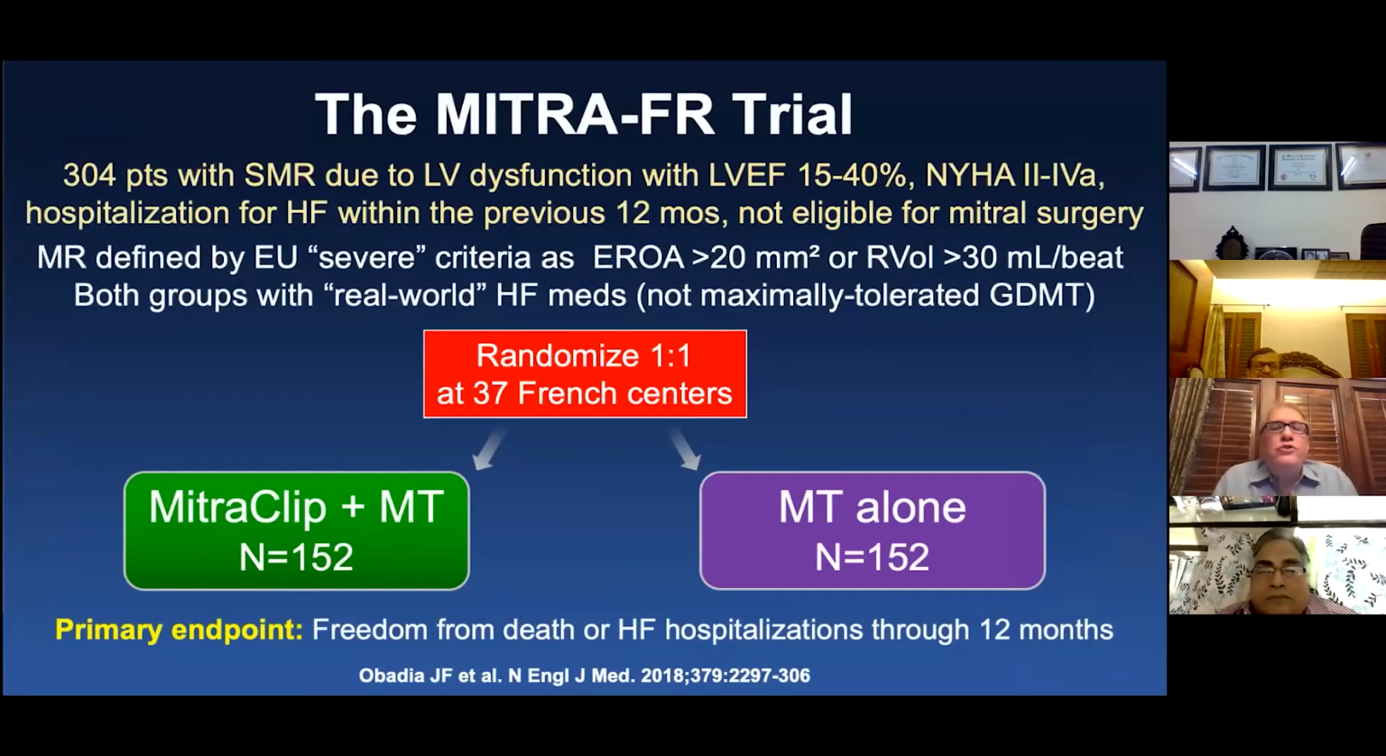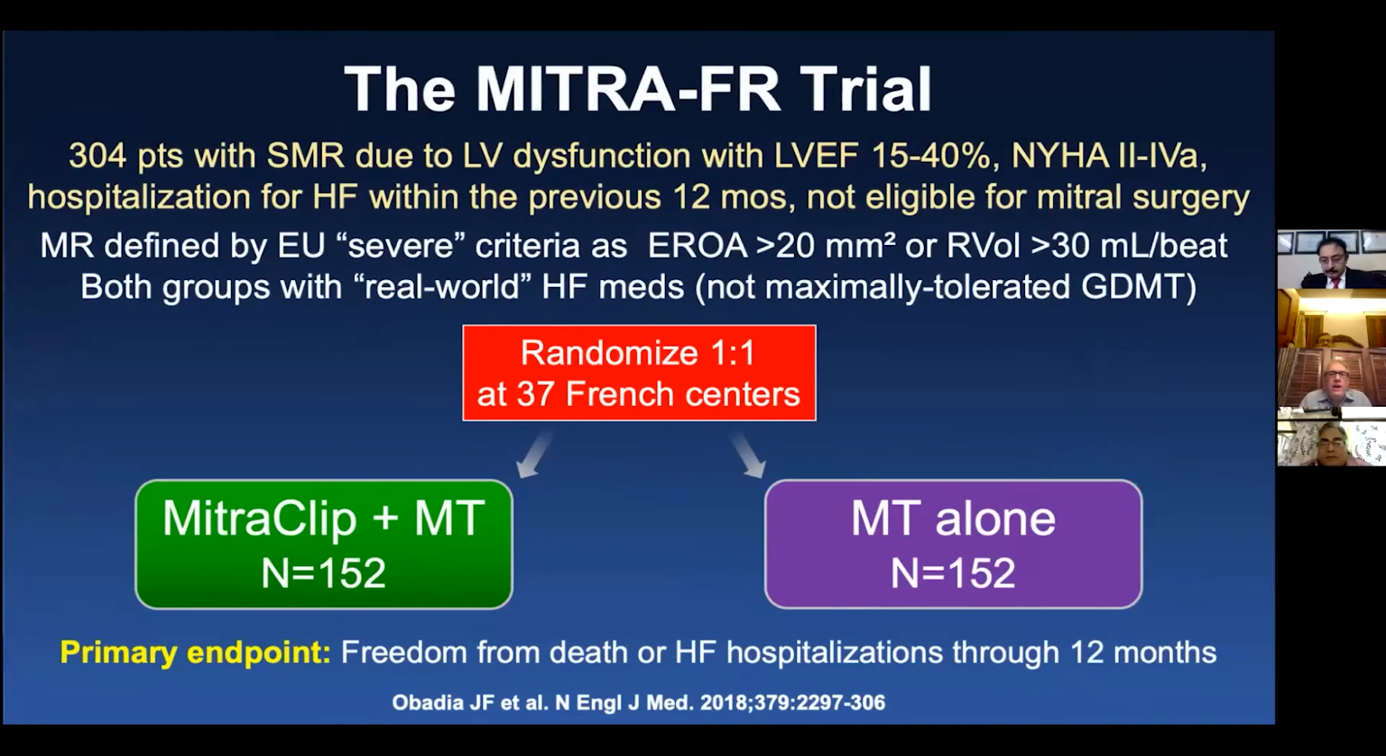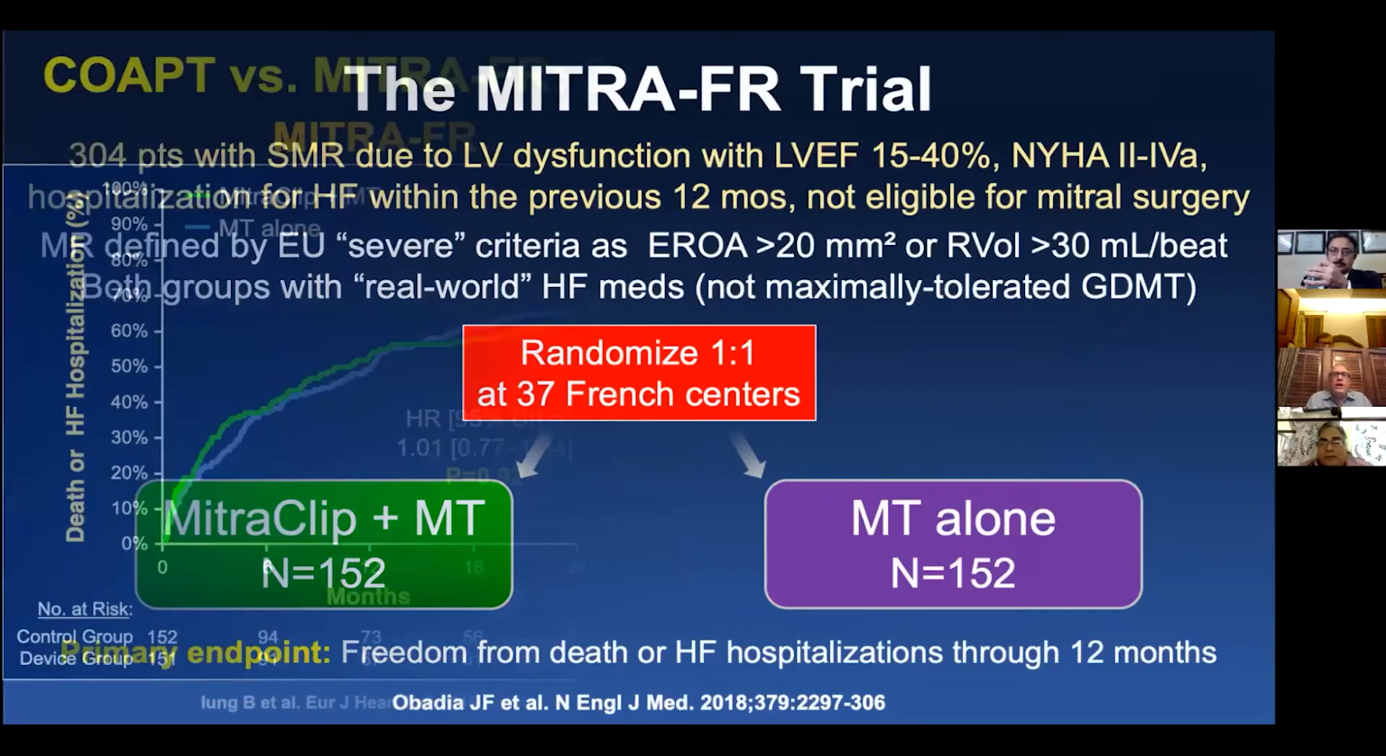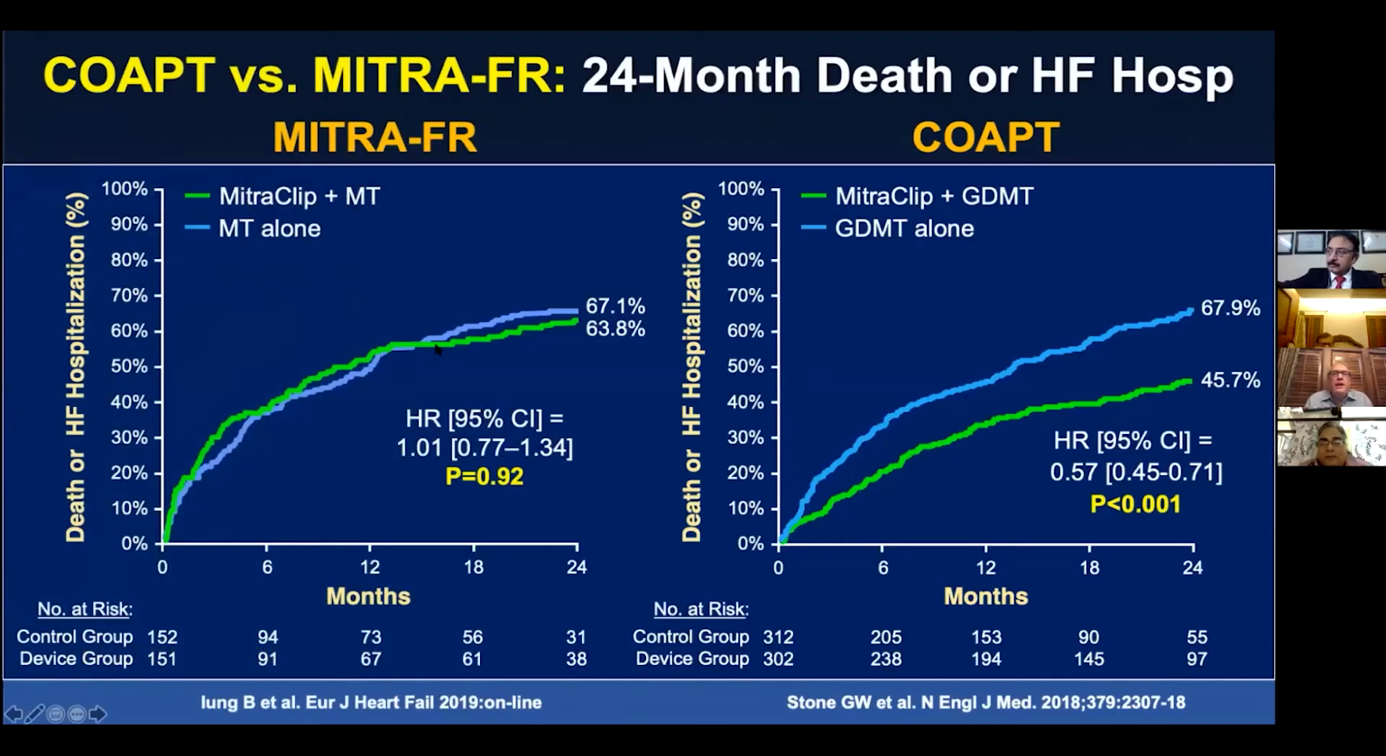Now, there was one other trial, as you know, that looked at MitraClip in functional mitral regurgitation, and this was the MITRA-FR trial. On its surface, this did not look that different than COAPT. Symptomatic patients with ejection fractions of 15 to 40%, randomized 1-to-1 to medical therapy alone versus medical therapy plus the MitraClip. Now, there were differences between this trial and COAPT, and those differences translated into MITRA-FR being an absolute negative trial over 2 years, with similar rates of death and heart failure hospitalization, versus COAPT, again, being very, very positive.